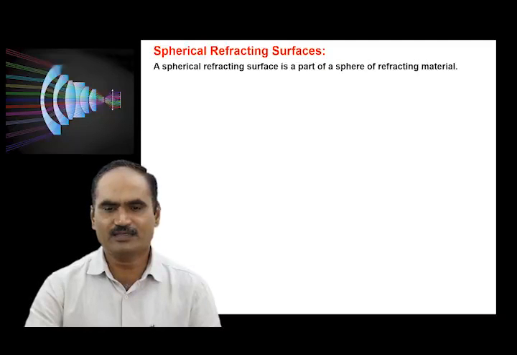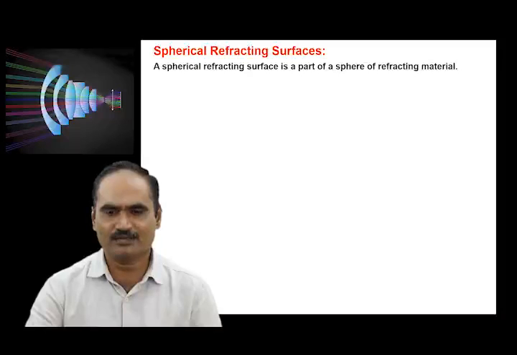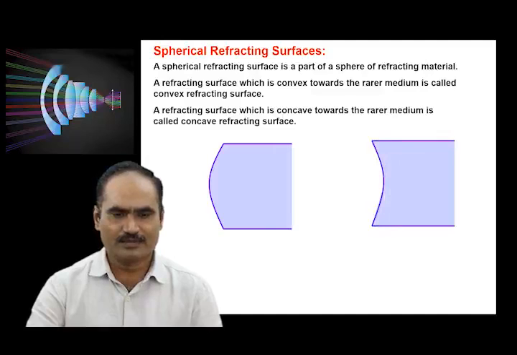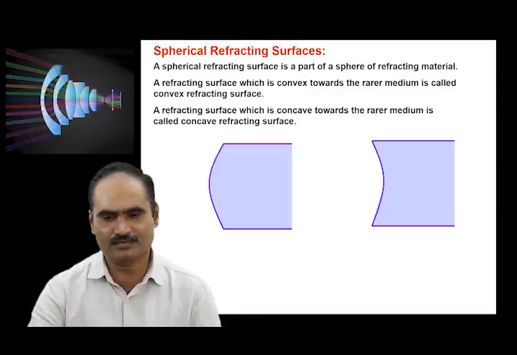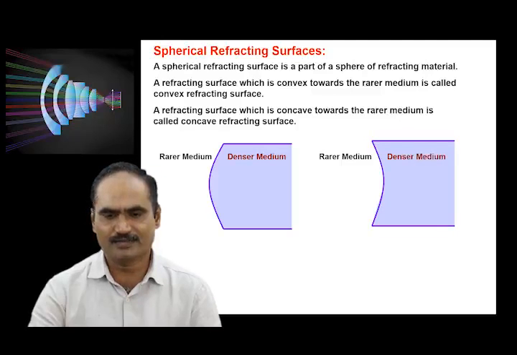A spherical refracting surface is a part of a sphere of refracting material. Now let us see how these light rays pass through a refracting surface having a certain refractive index. There is a convex refracting surface, and this is a concave refracting surface, right? If you consider this is the air medium, and this is a certain medium of glass, otherwise it is a rarer medium, and this is a denser medium.